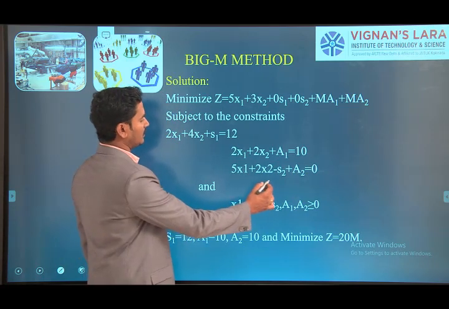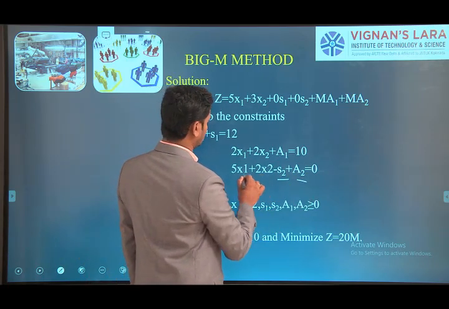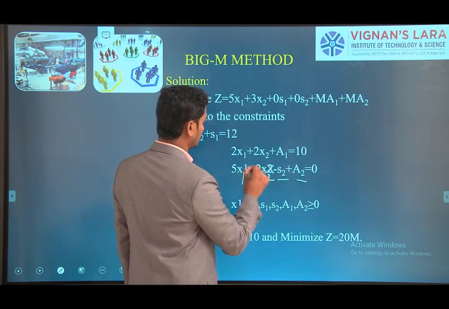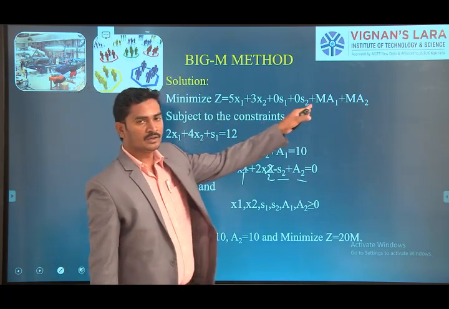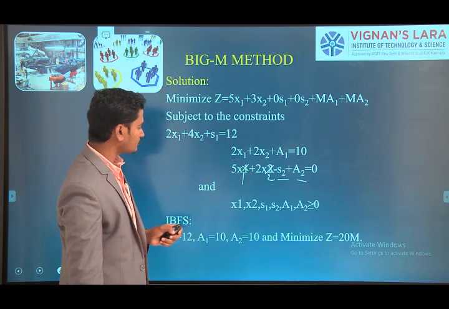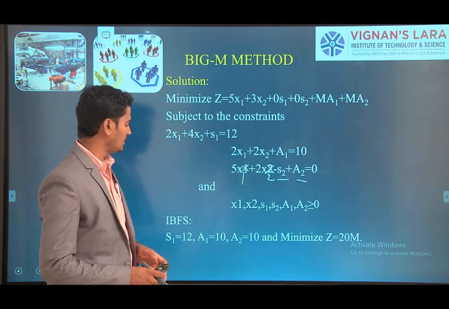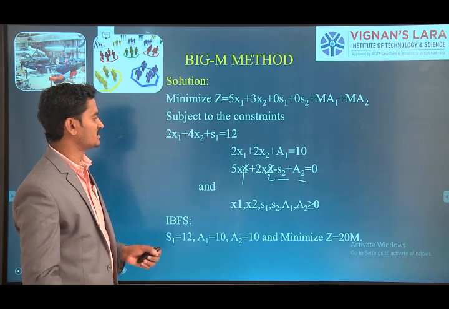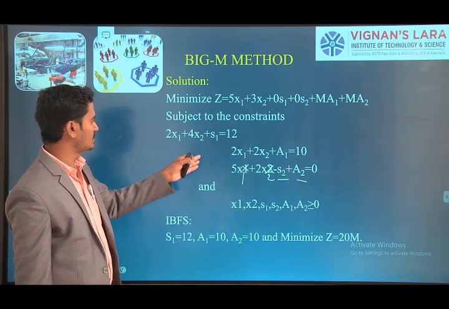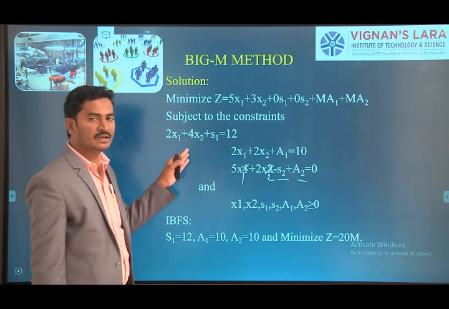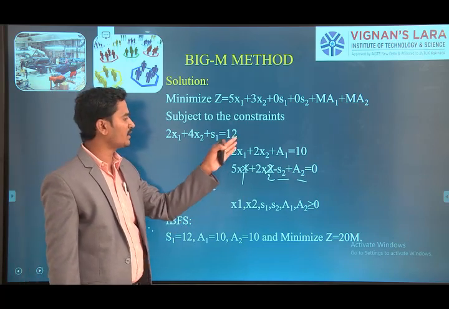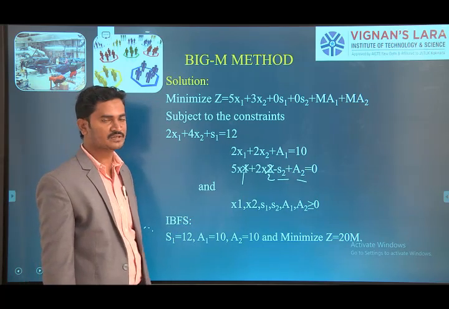Series. Here we have converted this 5x1 x2. These are the suffixes. After converting this, we develop the new objective function. From this, we are going to find the initial basic feasible solutions. How do we find the initial basic feasible solutions? Likewise, as in the simplex method, we are calculating the initial basic feasible solutions.